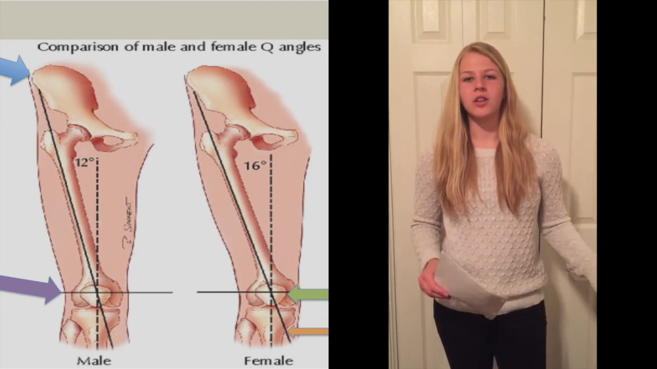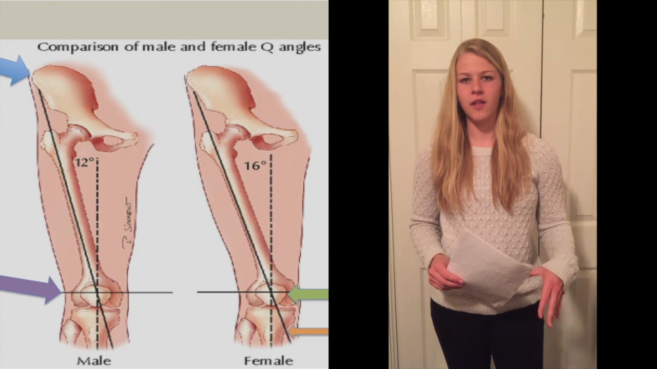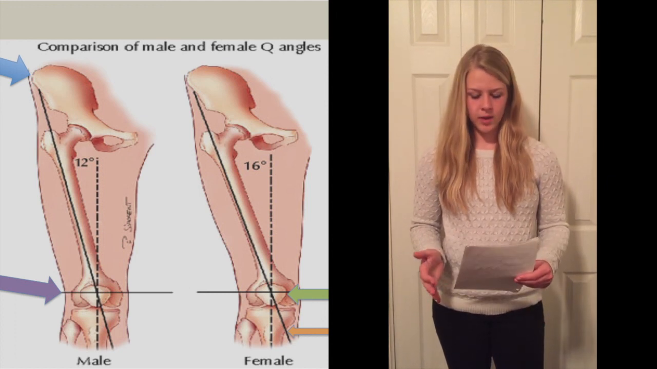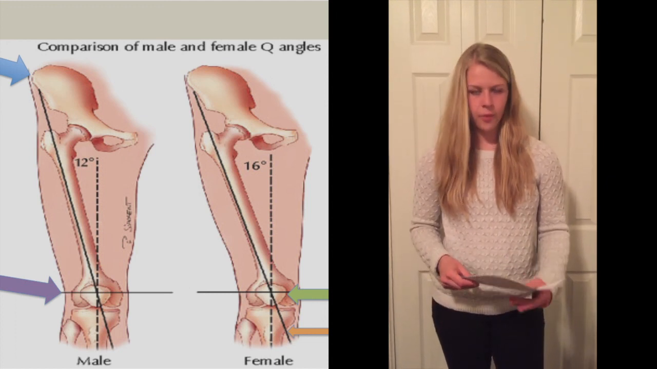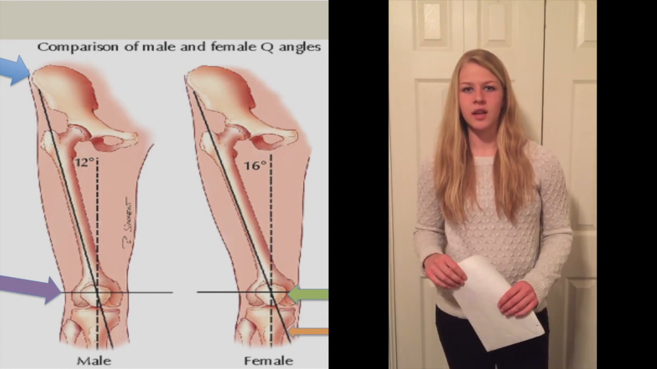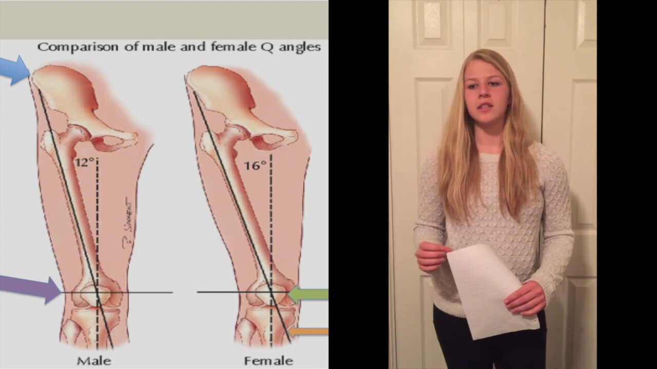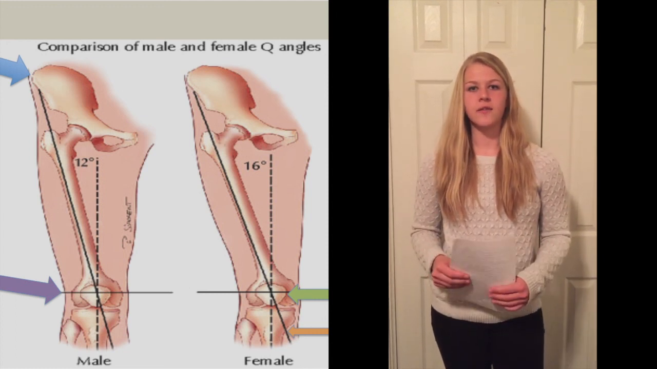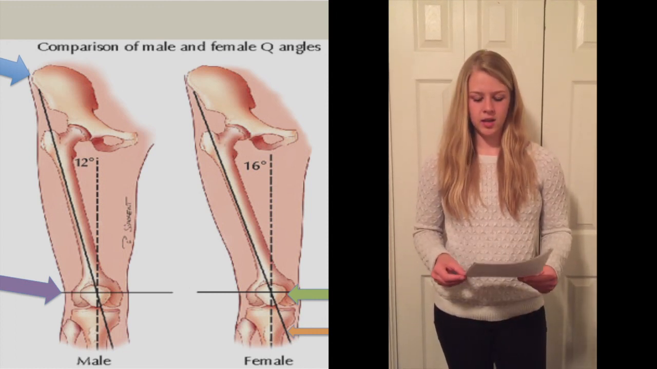So having the wider Q angle puts a lot more stress on the ACL because of the way it is positioned. So if a man received a twisting injury to his ACL or his knee, then his ACL might just stretch. Whereas if a woman received that same injury, it might completely tear.